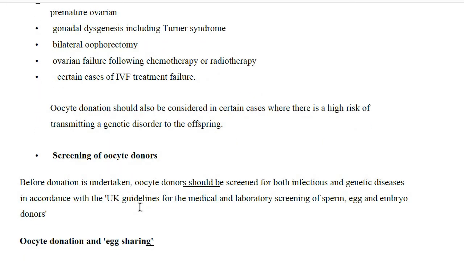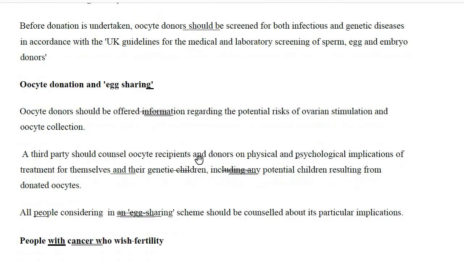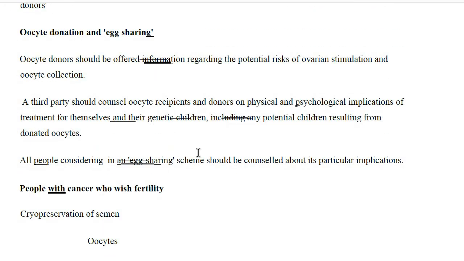Oocyte donation should also be considered in certain cases where there is a high risk of transmitting a genetic disorder to the offspring. Regarding screening for oocyte donors, before donation is undertaken, they should be screened for both infectious and genetic diseases in accordance with the UK's regulatory guidance. So basically we need to exclude genetic disorders and infective disorders.